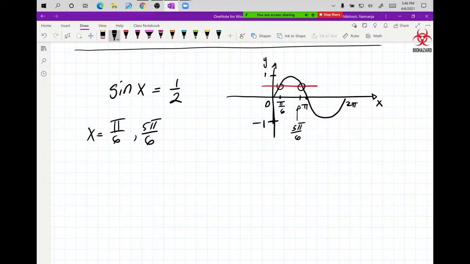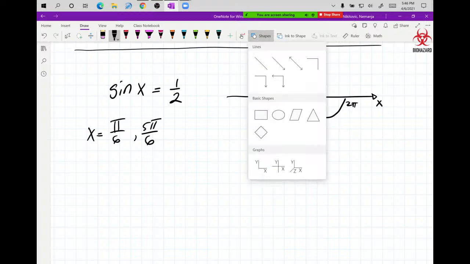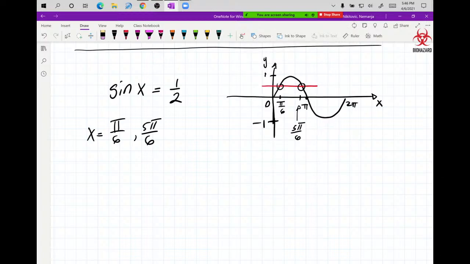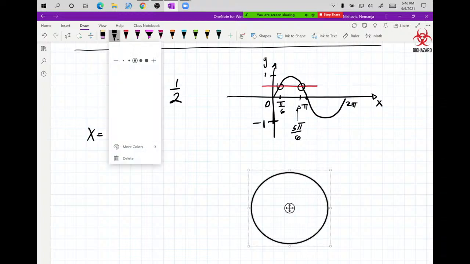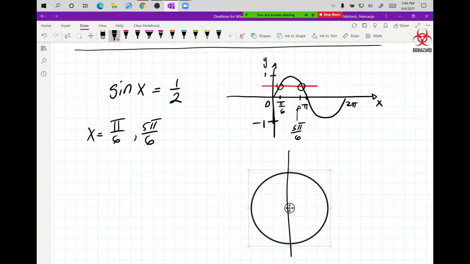Now, the other thing that you can use to solve this problem is the unit circle, right? So, if you draw the unit circle and you have your x and y axis on it, and then you draw the 1/2 line on it.